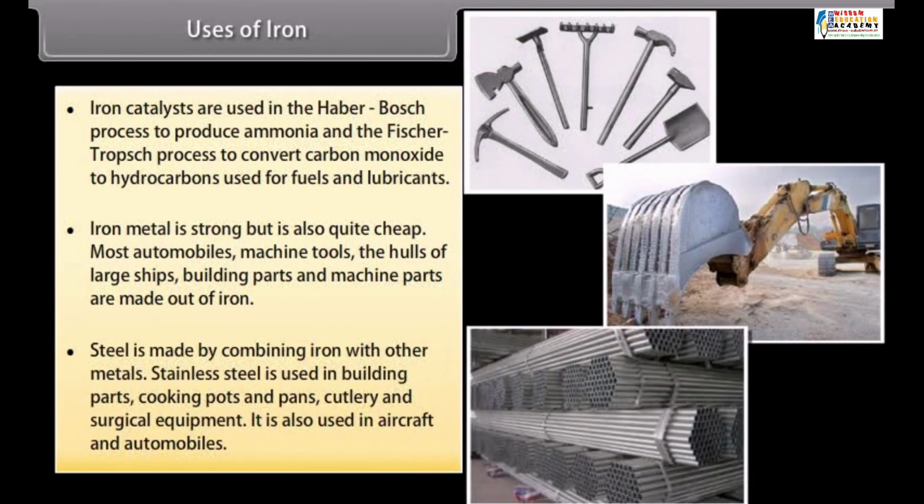Steel is made by combining iron with other metals. Stainless steel is used in building parts, cooking pots and pans, cutlery and surgical equipment. It is also used in aircrafts and automobiles.